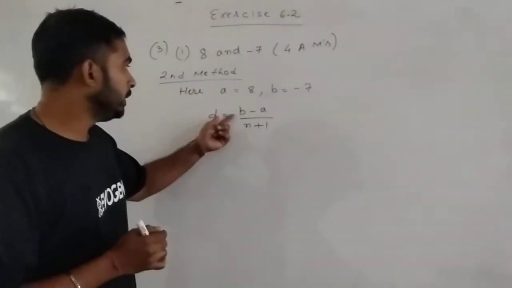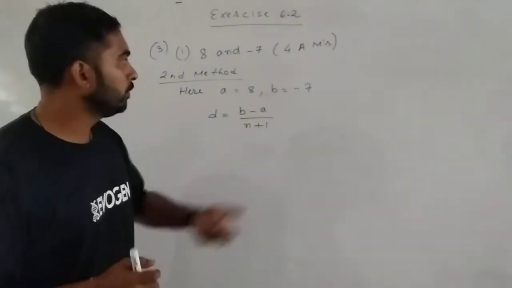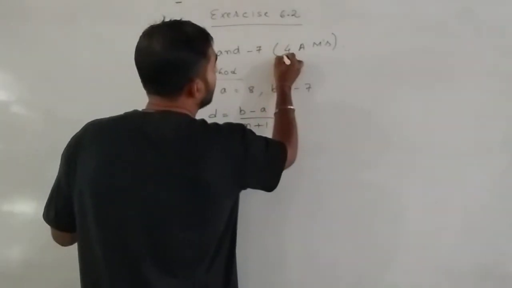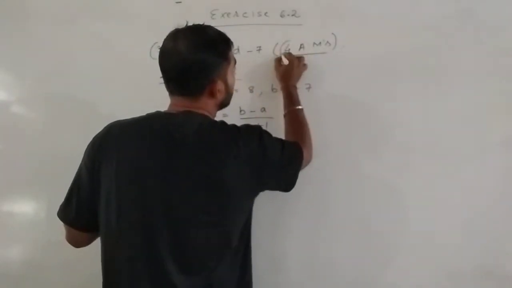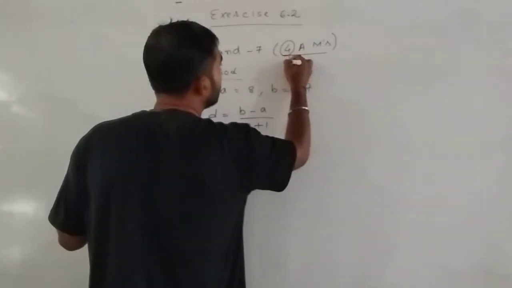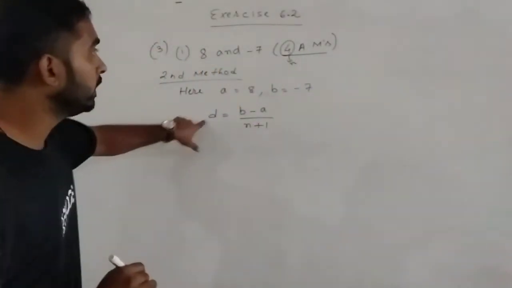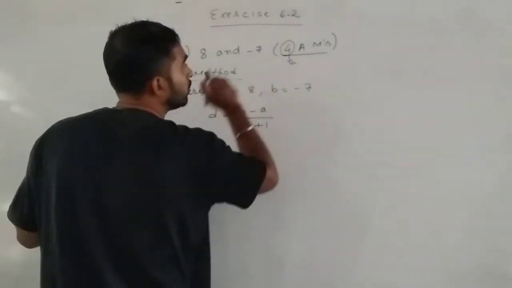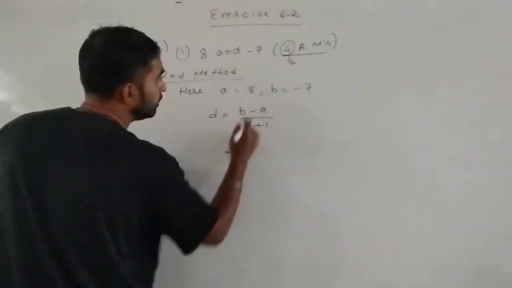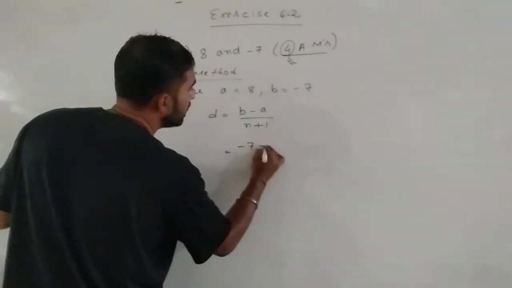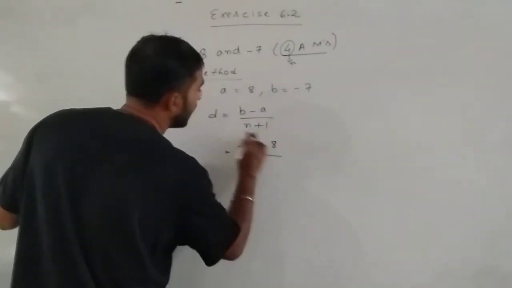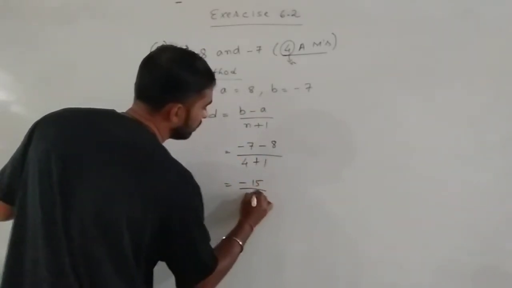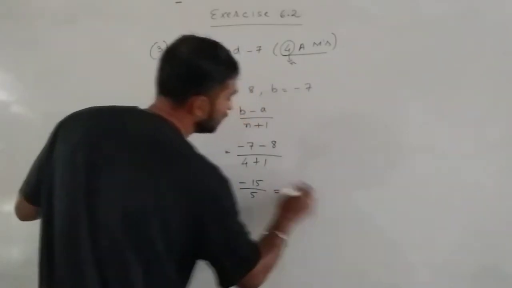Okay, here B is known, A is known, 1 is a fixed constant, and n is unknown. We are going to find the 4 AMs between these two numbers, so n equals 4. In this formula, n equals 4. D equals (B minus A) by (n plus 1), that is -7 minus 8 by 4 plus 1, which is -15 by 5, equal to -3. So this is the D.